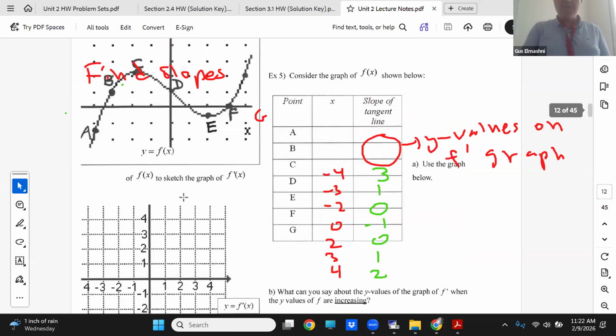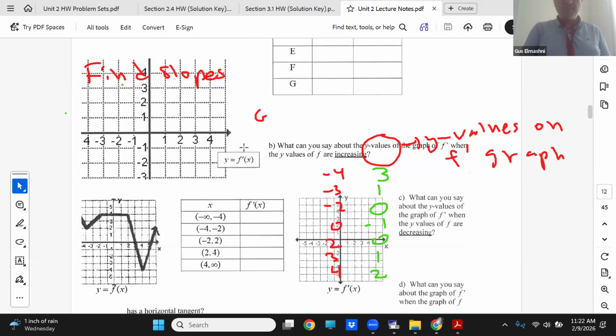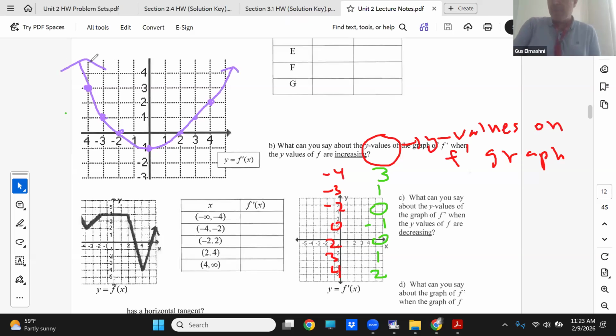So what I'm going to do is plot these points. I have to move my screen a little bit. So if I do that: -4, 3. -3, 1. -2, 0. 0, -1. 2, 0. 3, 1. 4, 2. Okay, there we go.